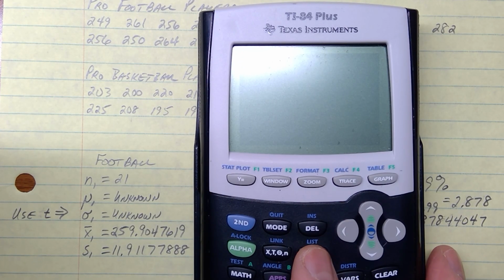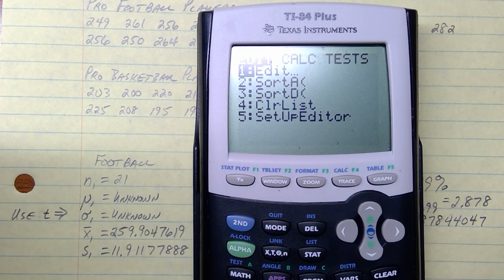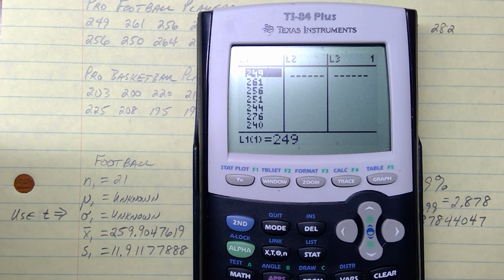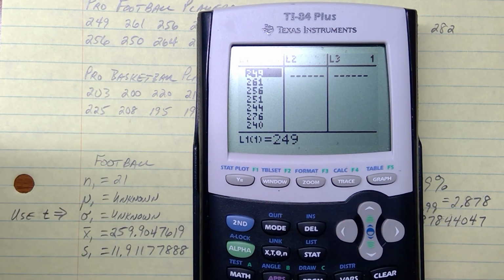All right, so what I'm going to do is I'm going to press Stat, and I'm going to press Enter for Edit, option 1. That takes me to my table, and in my table I'm going to enter all of my pro football player weights.